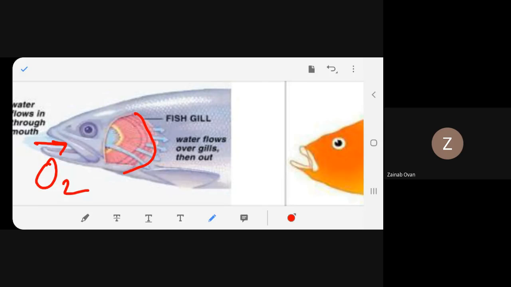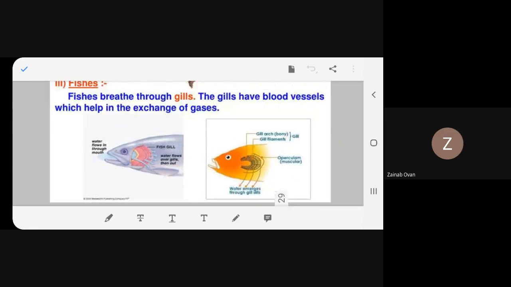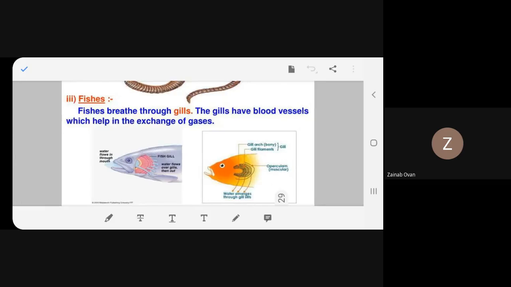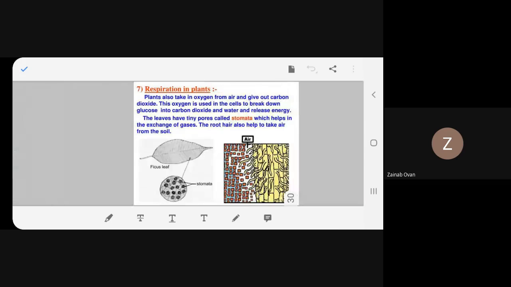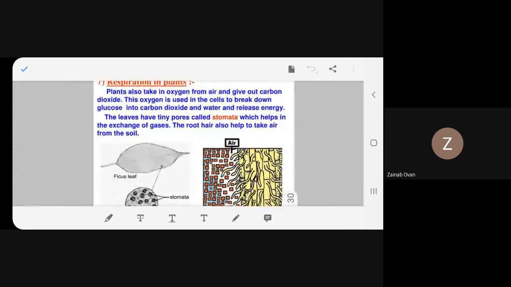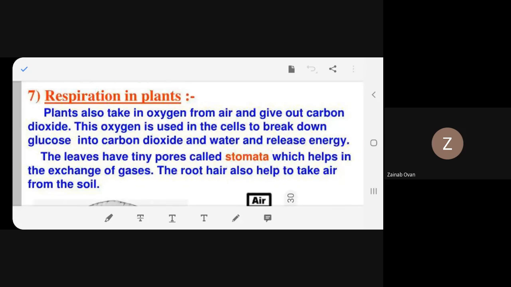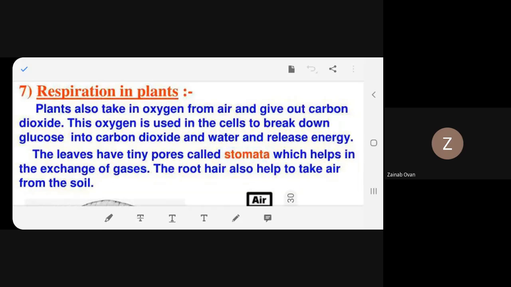Do you understand? Same process everywhere. Okay? Water, which is rich in oxygen, is taken in. It goes to all parts of the body. Carbon dioxide is collected and it is removed from the body through the gills. Okay, so gills are the breathing apparatus. So let's see what is respiration in plants.